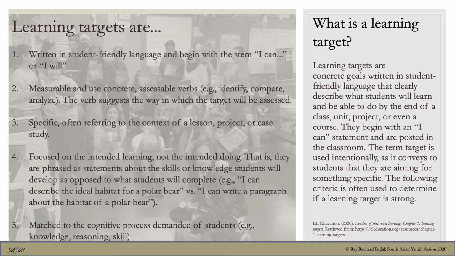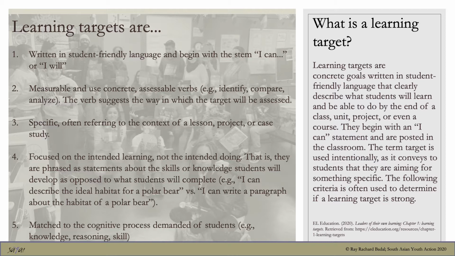So we want to, again, focus on what is the task or skill that students are learning, not the task that they are completing. Finally, number 5, learning targets are matched to the cognitive process demanded of students. So cognitive processes are knowledge, reasoning, and skill-based sets, and we want to see how students are using one of those three buckets throughout the lesson. They do not need to use all three within a particular lesson, but we need to try and name one of those three within our learning target.